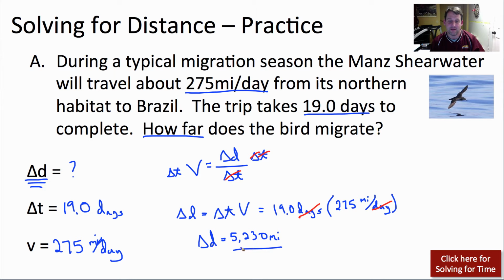All right, so that's the solving for distance equation. I hope that helped with the problem you had with selecting the right answer. You, my friend, are now ready for solving for time. Get ready, because it's the hardest one of all, but you can do it. You've been doing great so far. Keep up the good work.